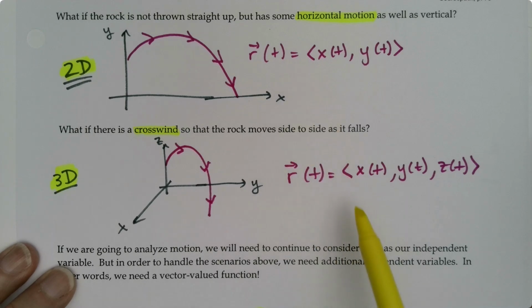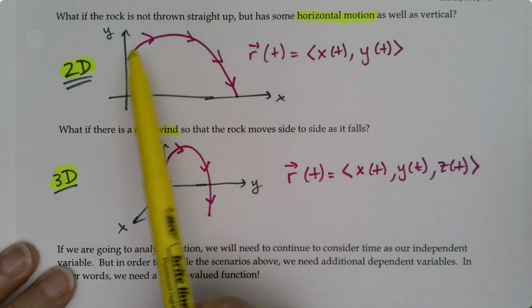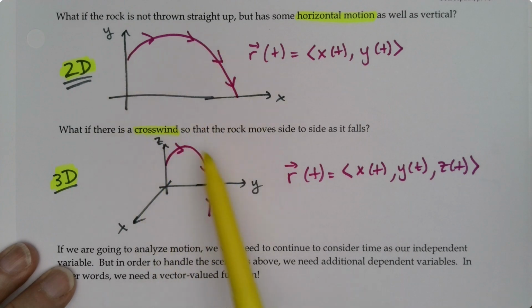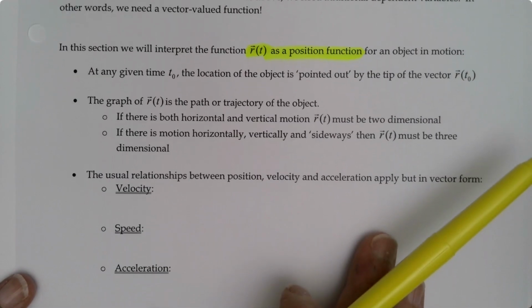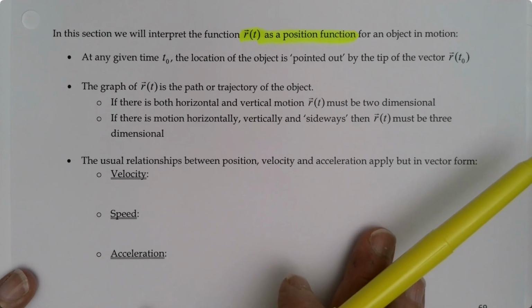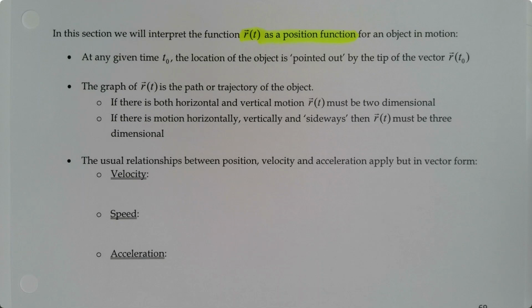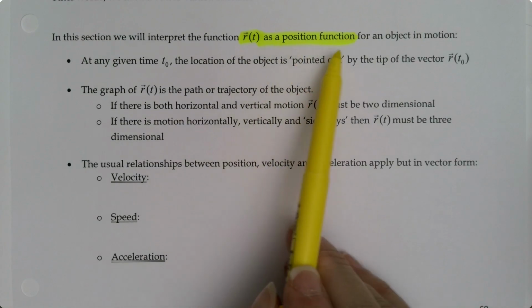We can see from these examples above that the vector valued function r of t is actually giving us the position of the rock or object. And that's exactly what we're going to use in order to expand upon the Calc 1 ideas of velocity and acceleration, etc. that we had. So r of t is our position function.